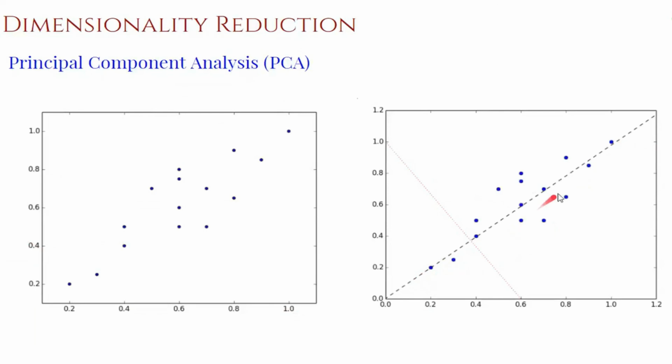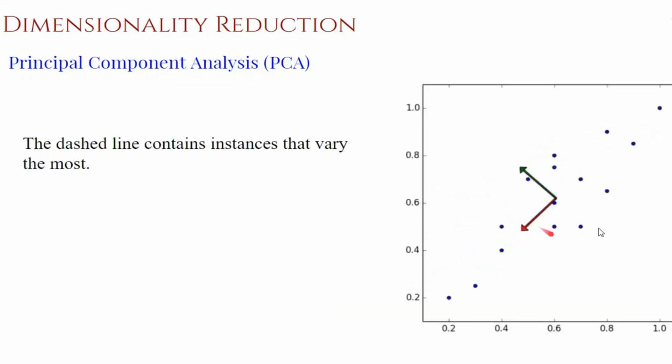Along the direction of this dashed line, we have maximum variation of the data being captured. So that is the essential idea. It will find out the direction along which there is maximum variation and it will project it. And now we might have a doubt.